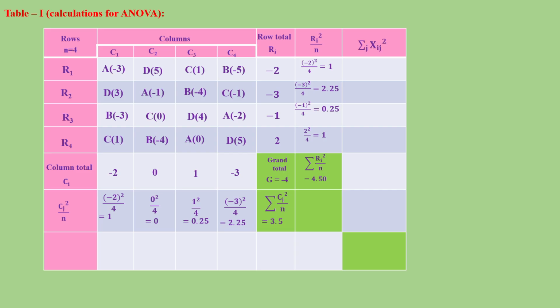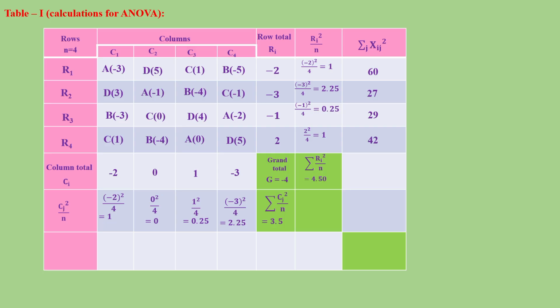Next, sum of squares, rows. For the first row, square the numbers within the brackets and add all of them. Minus 3 square plus 5 square plus 1 square plus minus 5 square, equal to 60. Similarly for the second row, 3 square, minus 1 square, minus 4 square, minus 1 square, 27. For the third row, 29. Fourth row, 42.